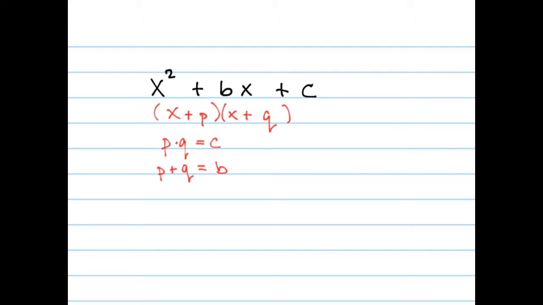So basically what we're going to do is look for factors of c, our constant term, that add up to b, our coefficient of x. It sounds, like I said, complicated, but it's not. I'll give you an example. x squared plus 5x plus 6. What factors of 6 add up to equal 5? What two numbers, when you multiply them, you get 6, and when you add them, you get 5?